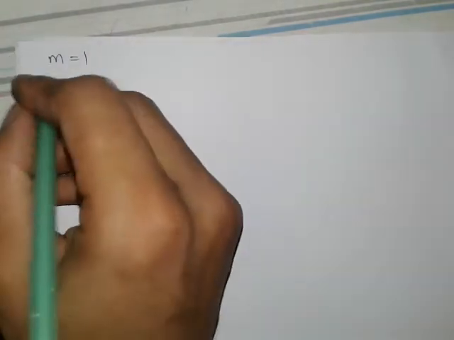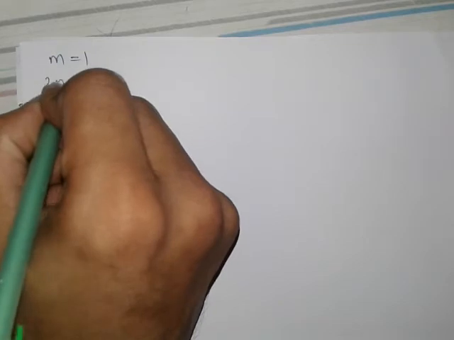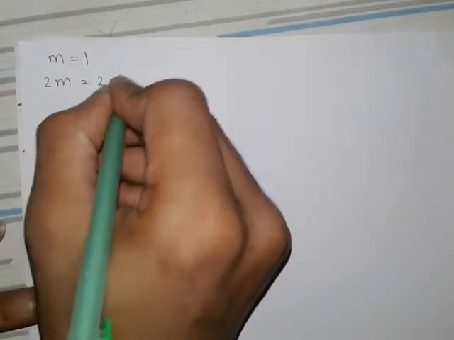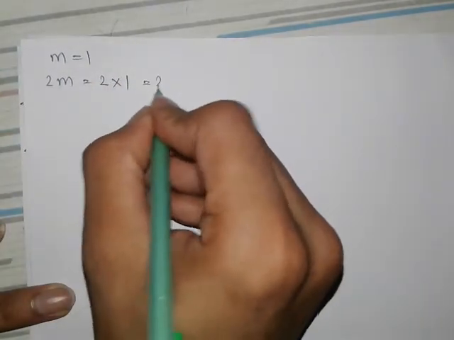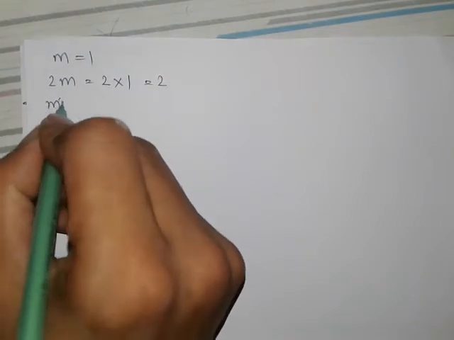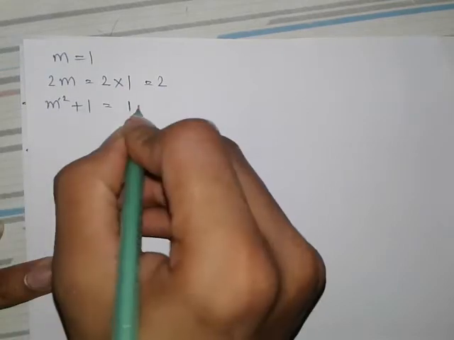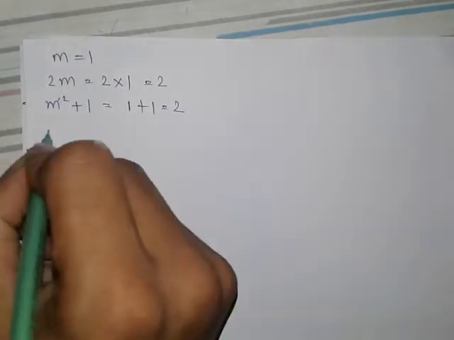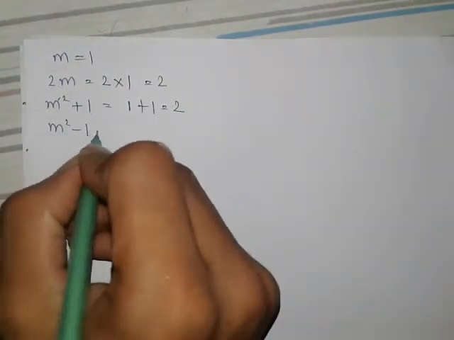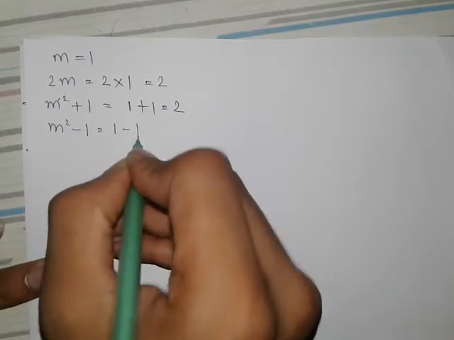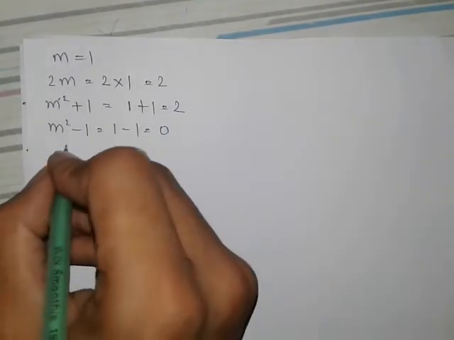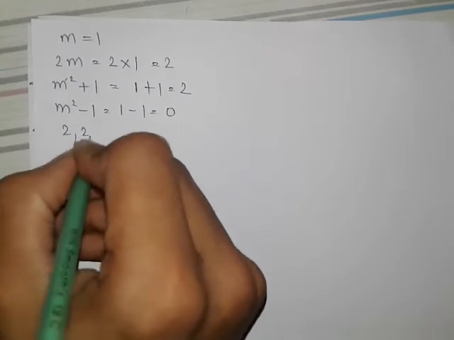Suppose let's take m equals to 1. Okay, but we cannot take m equals to 1. Why? You will understand now. So 2m will become 2 multiplied with 1, equals to 2. Then next term is m square plus 1, so m square is 1, 1 plus 1 is 2. Then m square minus 1, so m square is 1, 1 minus 1 is 0. So what triplet did you get? 2 2 0.